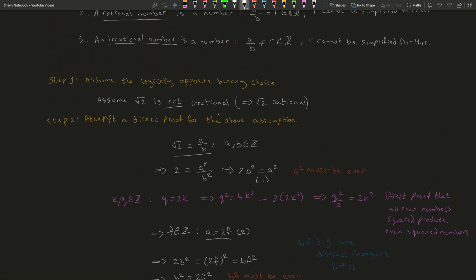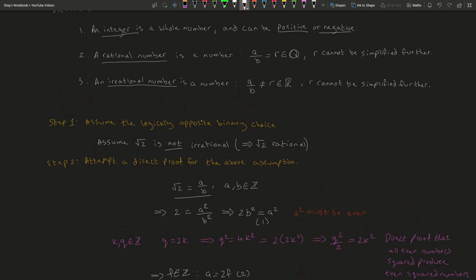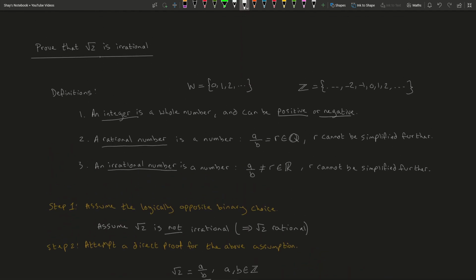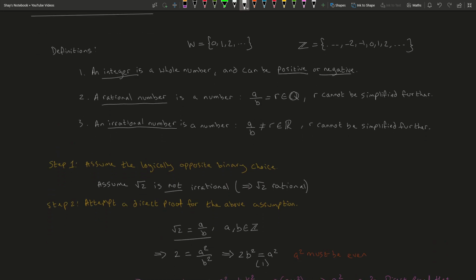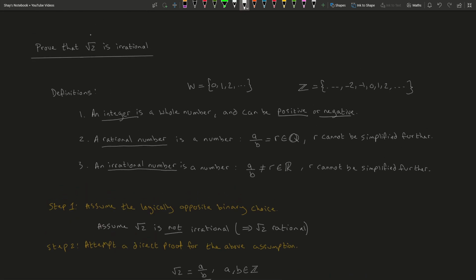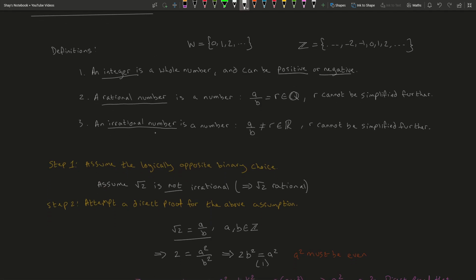So what I've done, which is very typical of a proof by contradiction, is we want to show that the square root of 2 is irrational. That's in the forefront of our mind. The first step you do in a proof by contradiction is to assume the logically opposite binary statement of what you want to prove. And I've written it explicitly here, that the square root of 2 is not irrational. And because of the definition of what an irrational number is, that means then we want to show that the square root of 2 is rational.